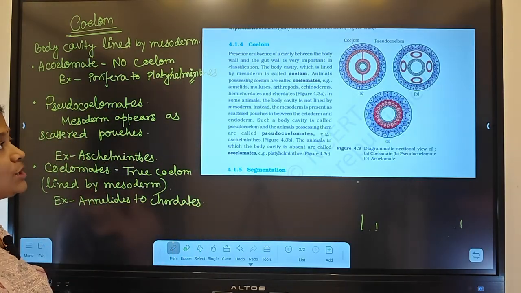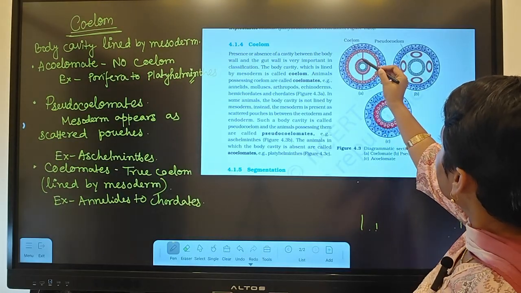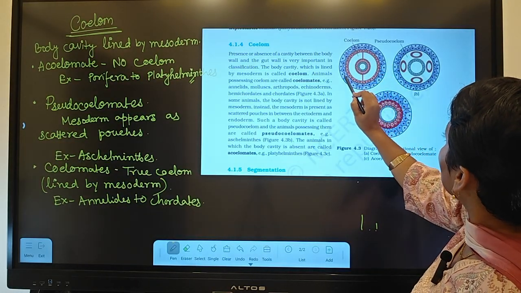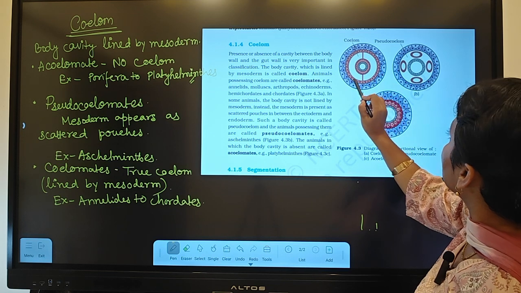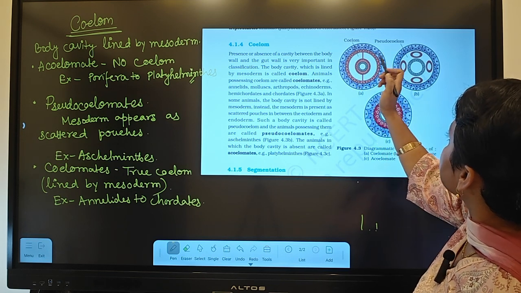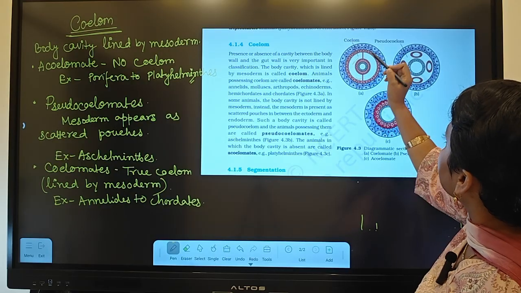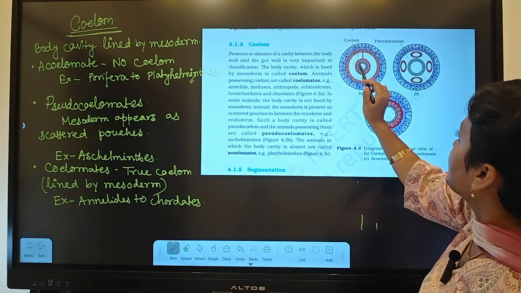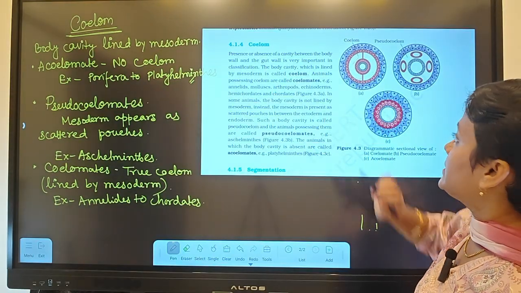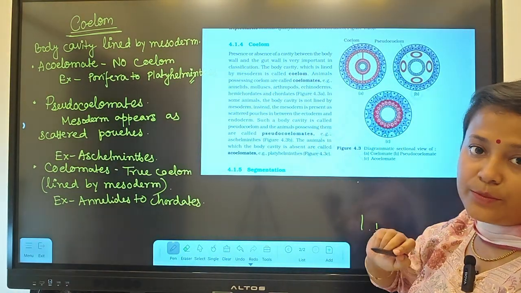Now let's check what the NCERT is telling. You can see here, this is the ectoderm, endoderm. This red one is mesoderm. It splits and makes a cavity. Here this white one is the cavity. Outer side there will be mesoderm and inner side there will be mesoderm. So this cavity is called coelom, and this is the body plan of coelomates.